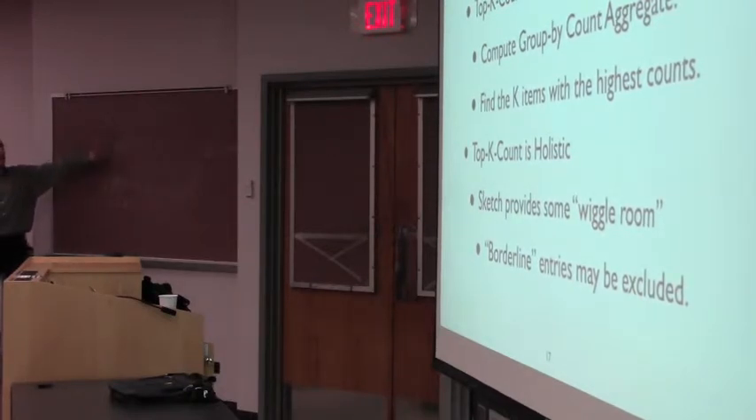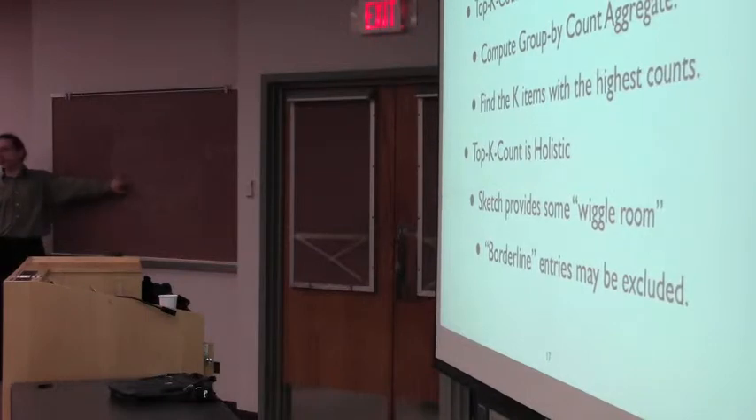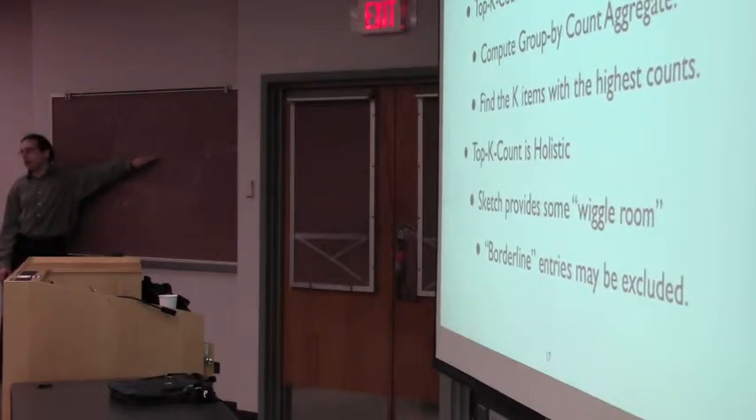Select everything from the result of a group by count query, then order by count and take the first k items from that list. So this is the general structure of the query that we're trying to evaluate. And you'll note that it's holistic. You need to go through the entire input to this query in order to get an output.